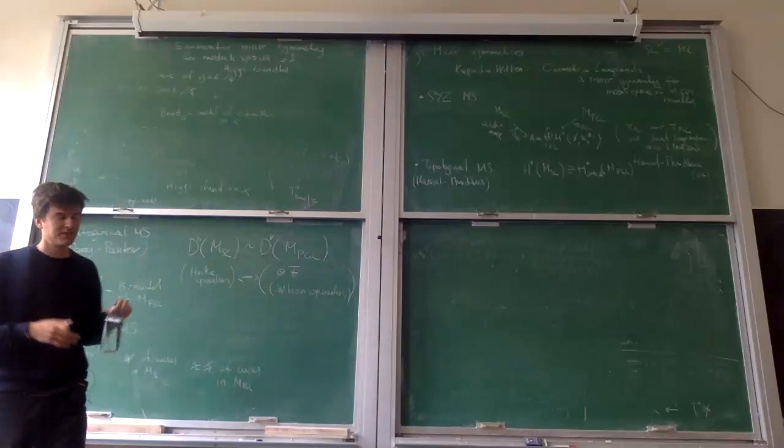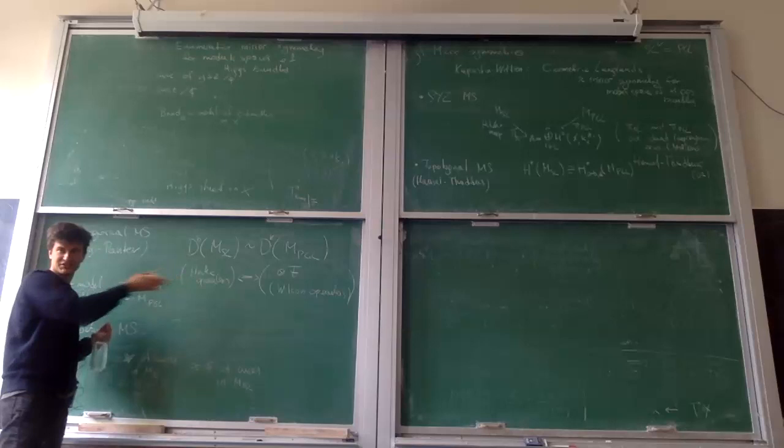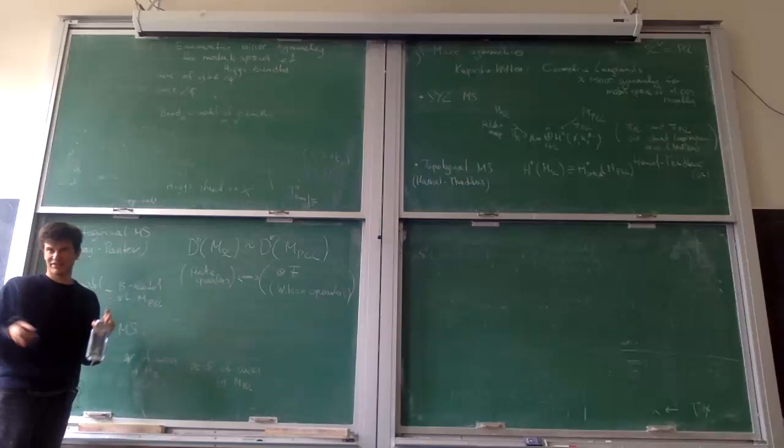So a Hecke operator just refers to the fact that you take your sheaf and you modify it at a point, so you take some extension. And the Wilson operators in this case just refer to tensoring by some sheaf. It's very vague here. It's something that comes from a universal family.